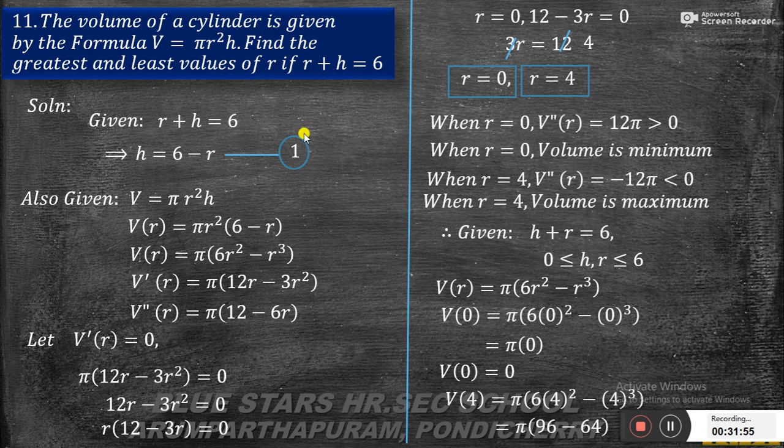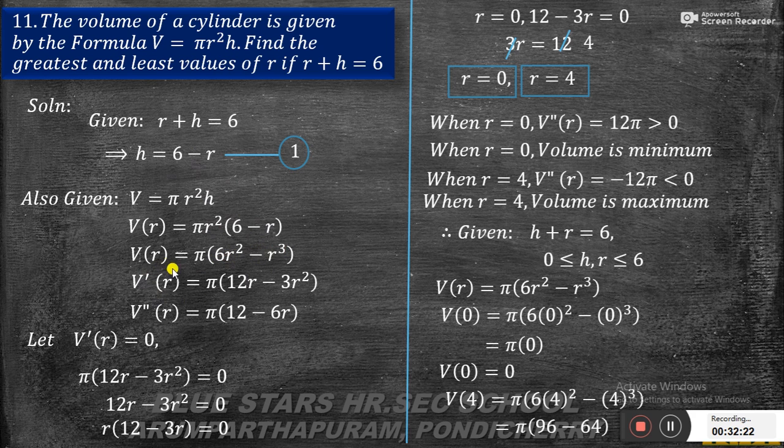This is a given equation, r + h = 6 means h = 6 - r. So h = 6 - r, and the volume is πr²h. Therefore volume = πr², and the h equation I substitute here, h = 6 - r, so (6 - r), and multiplying this r² in the factor, π into (6r² - r³).